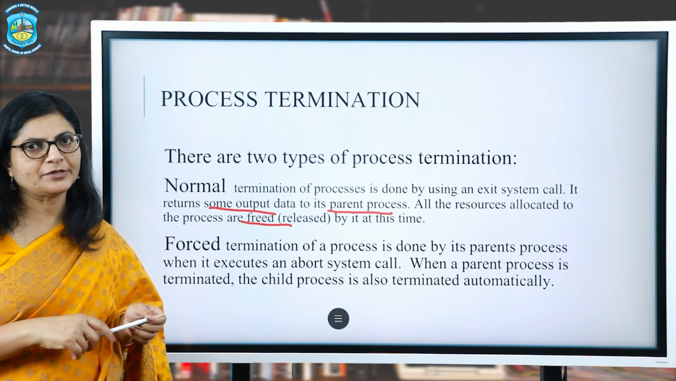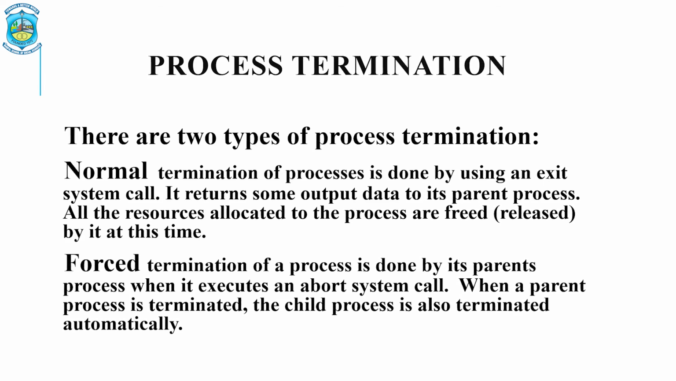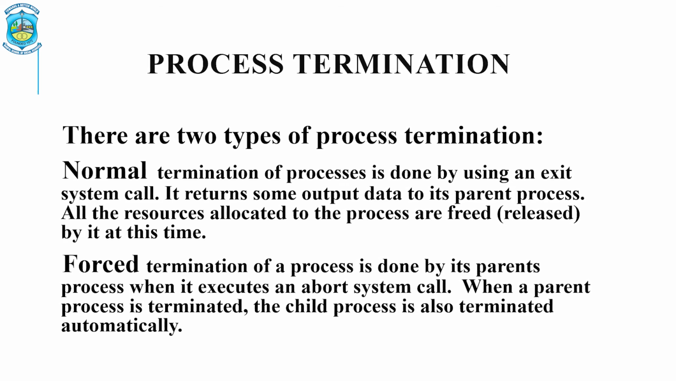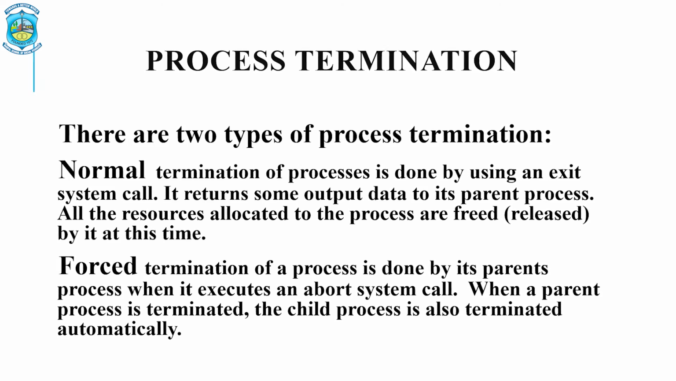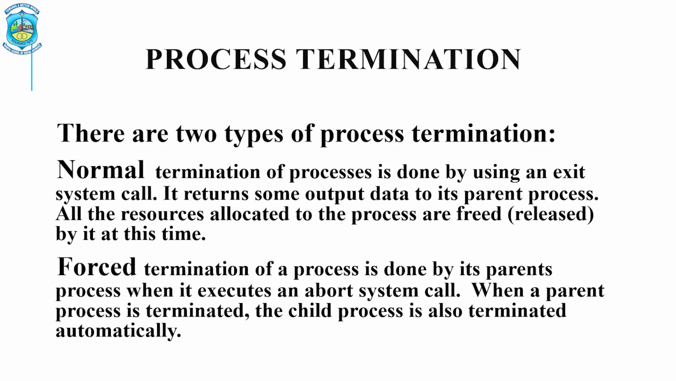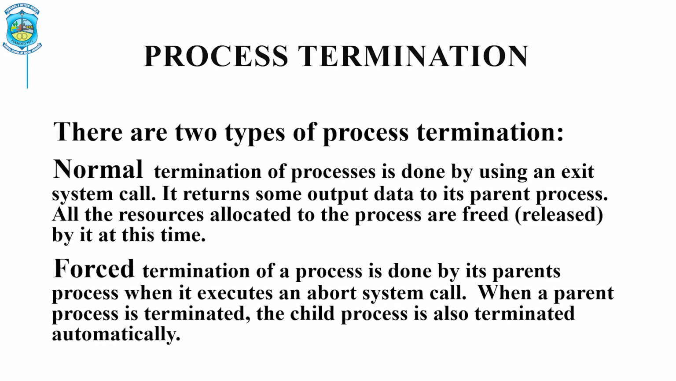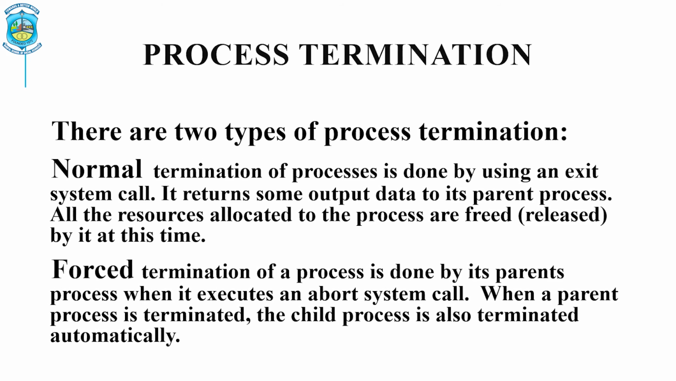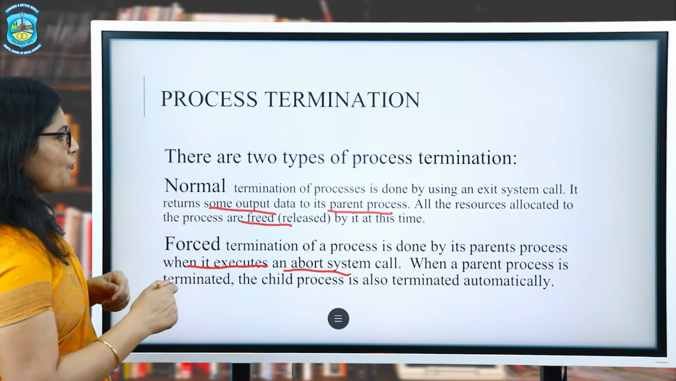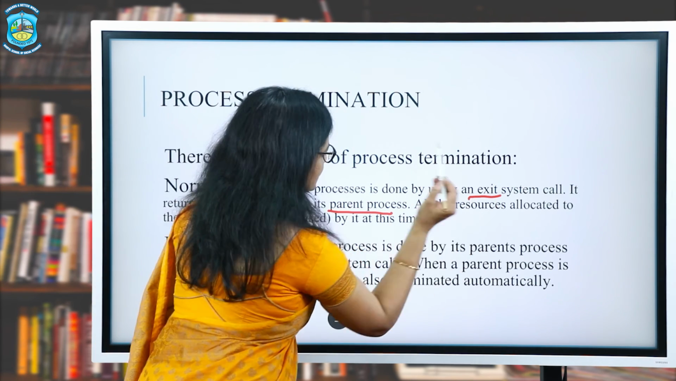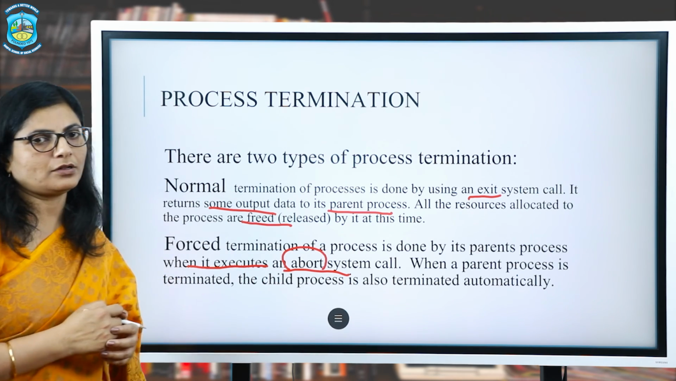The second type of process termination is forced termination. Forced termination of a process is done by its parent process when it executes an abort system call. When a parent process is terminated, the child process is also terminated automatically. So these are the two ways of process termination. One uses the exit system call, the other uses the abort system call.